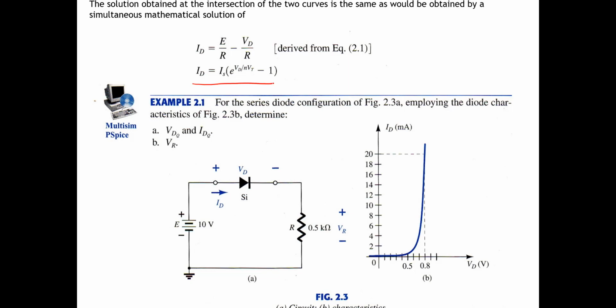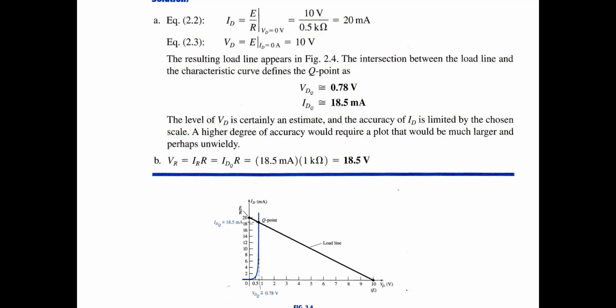Okay, so for example 1, this is the diode characteristic of the silicon. The silicon diode is connected to the circuit like this, and we determine the Vd key, ID key, and then Vr. First, we have to draw the load line using two points. The first one is the y-axis crossing, ID equals E divided by R, so we have 20 milliampere here, and Vd is equal to E when ID is equal to 0. So this is the other crossing here.